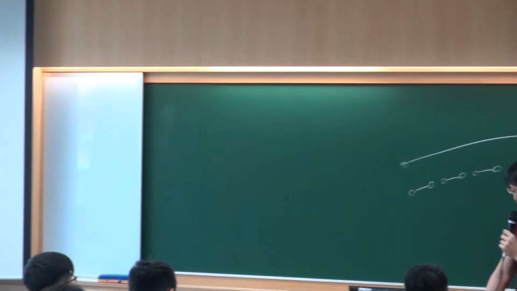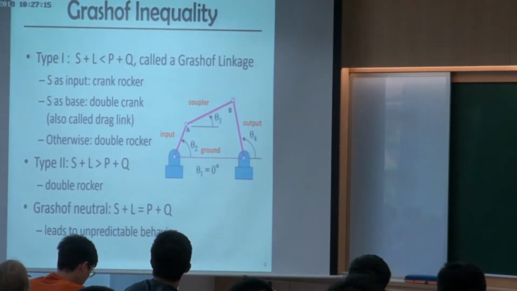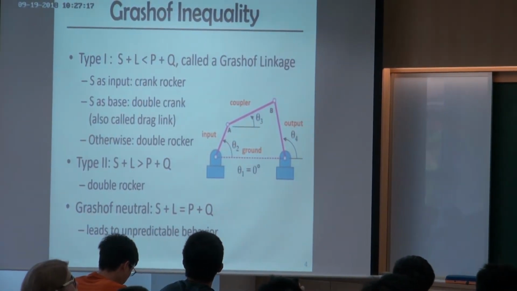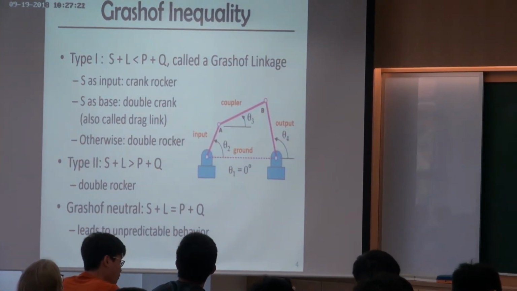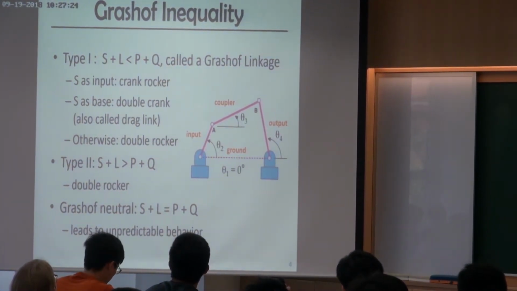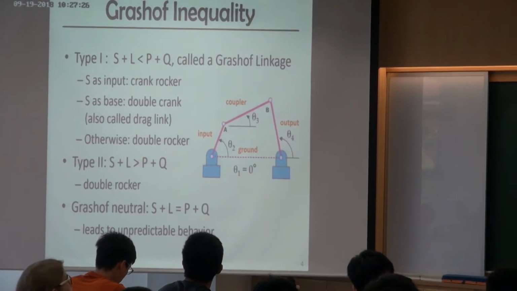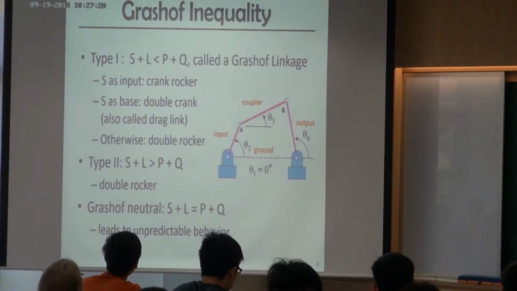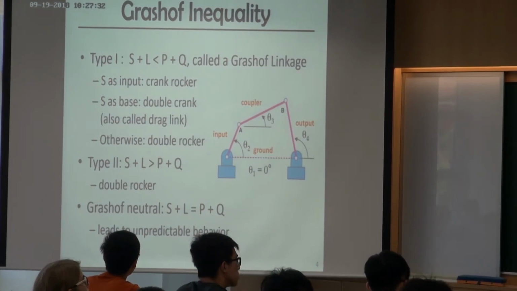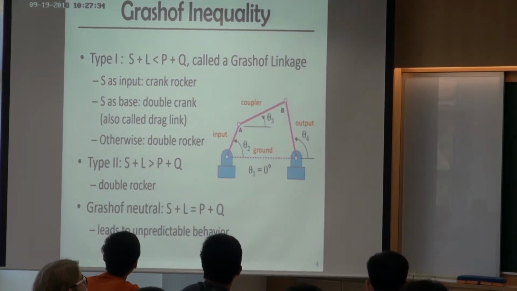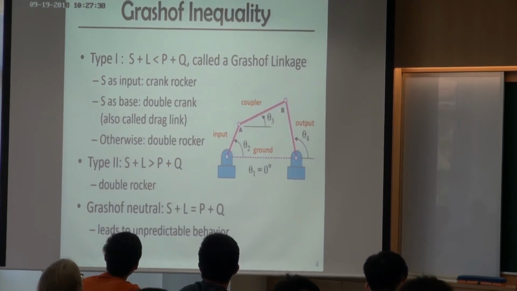Okay, but even if we can assemble a 4-bar linkage like this, there are still different configurations we can do. Here there's a gentleman called Grashof. He created an equality to categorize the 4-bar linkage. So he categorized the 4-bar linkage into type 1 and type 2.